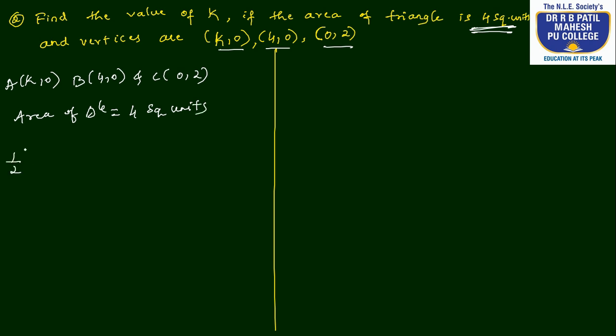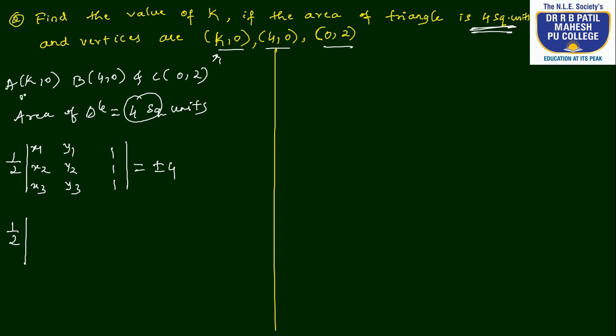First, x1, y1, x2, y2, x3, y3, 1, 1, 1. This is equal to 4 square units, which means I have to write plus or minus 4, because when the area of a triangle is given, we have to use both positive and negative. And then 1 by 2, x1, y1 from the vertices, go on writing x1, y1, x2, y2, x3, y3. So here I am going to get k, 0 and then 4, 0.